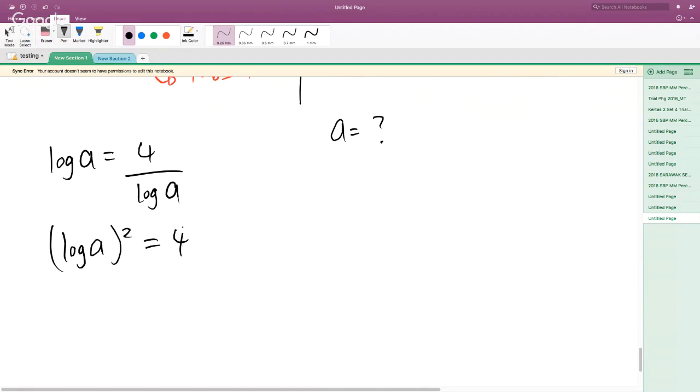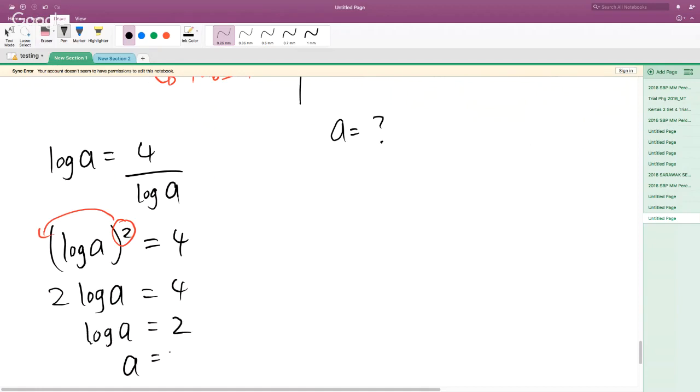And a lot of students will try to do something like this. They see a 2 here, and they move the 2 in front. Then they get 2 log a equals 4, and then log a equals 2, a equals 10 to the power of 2 equals 100. It is wrong because you couldn't do it like this. Even though this answer is correct by coincidence, the method is wrong.